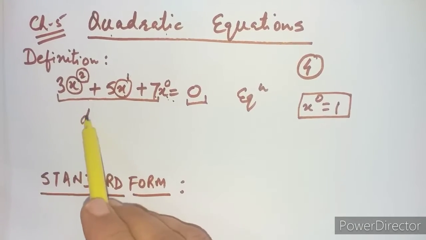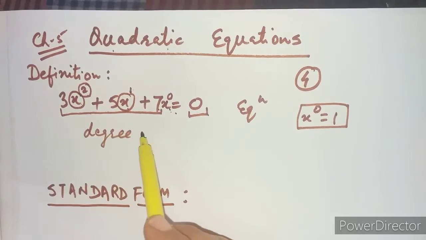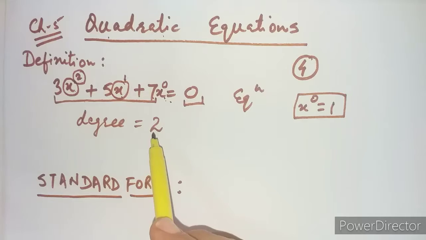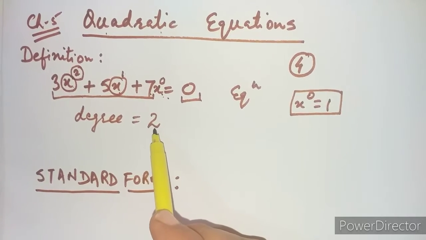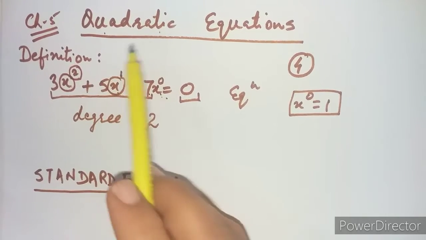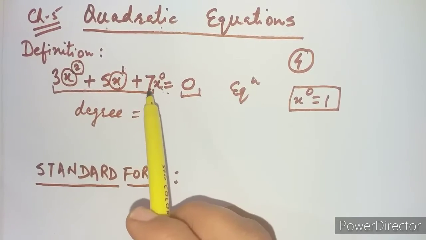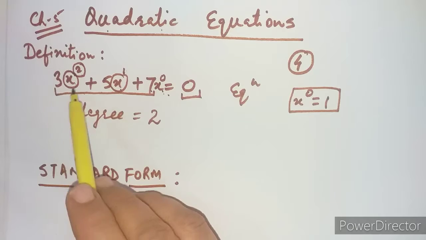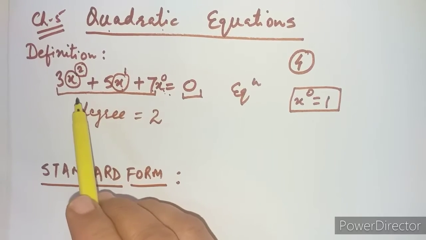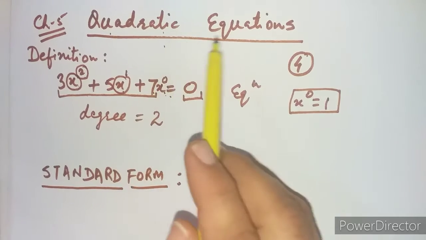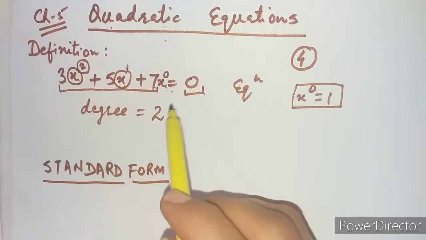And what is the name for that highest power? It is called degree. So the degree of this equation is 2. Therefore, this is called a quadratic equation. So the simple definition of a quadratic equation is: an equation in one variable in which the highest power of the variable is 2 is known as a quadratic equation. This was our definition part.